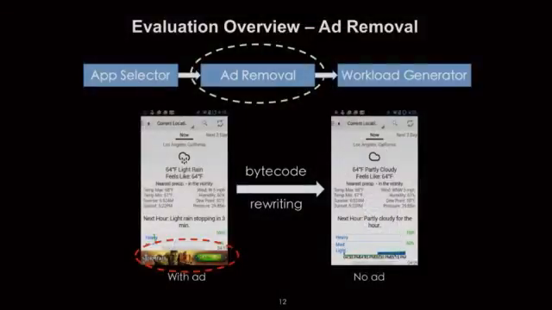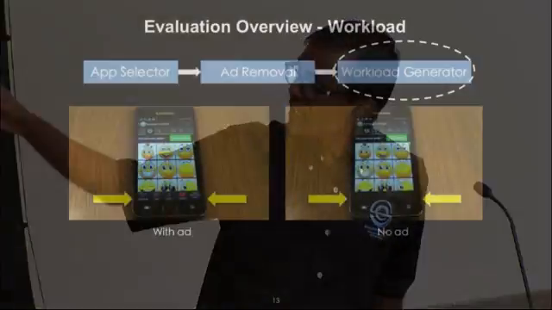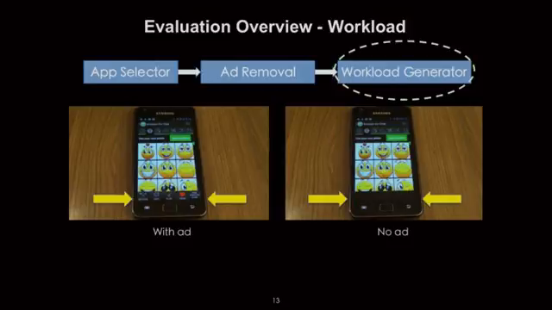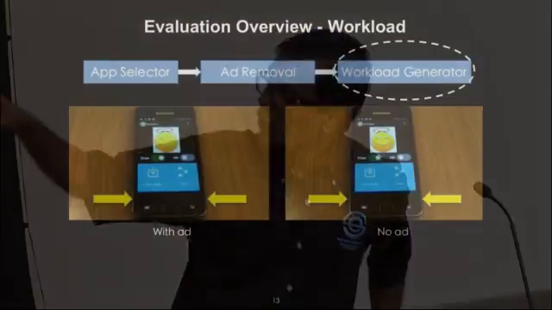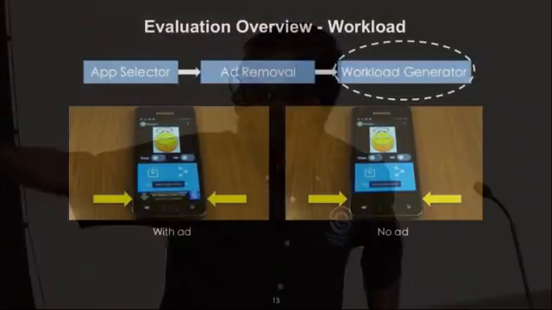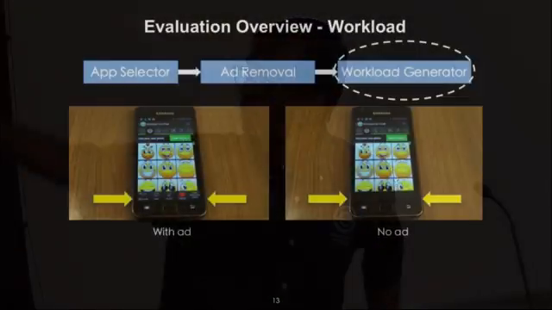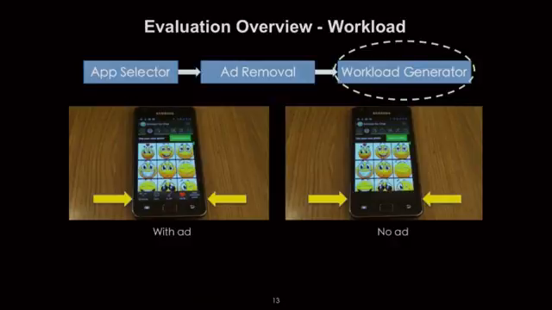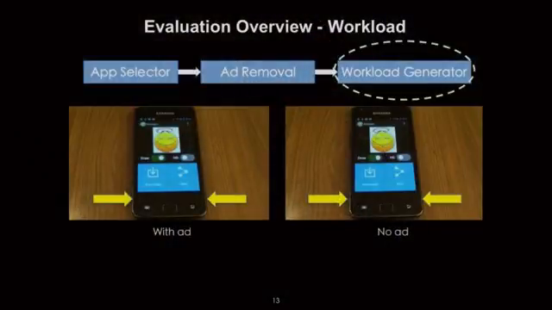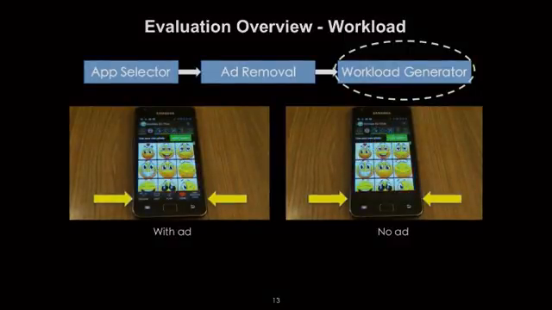For the workload generation, you can see an animation here that both apps, the one without the ad and with the ad, have the same workload, but in one case you see an advertisement at the bottom, and in the other case you don't see the advertisement. We used a tool called Rerun for this, and it records our actions, and then we can replay this over and over again.